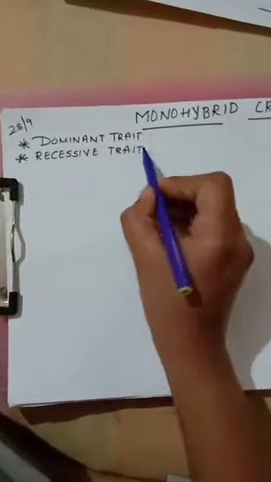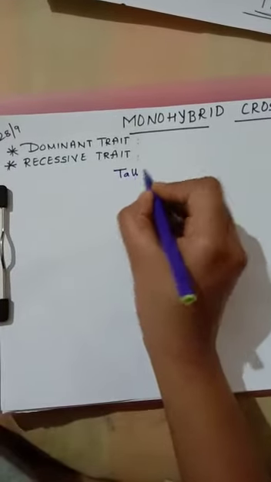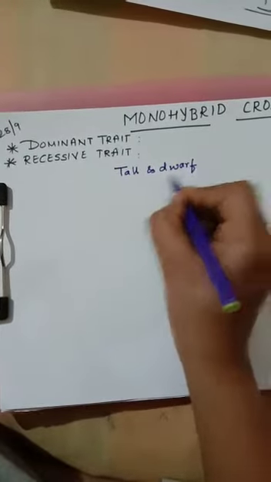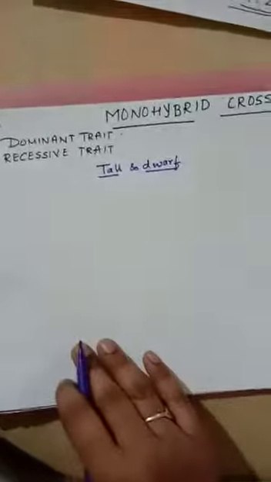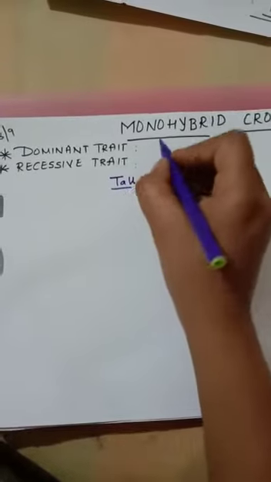Now in the previous video we have learnt what is monohybrid cross and what are the characters they take to proceed with this monohybrid cross, and also we got to know about dominant trait as well as recessive trait. So what characters have we taken for the monohybrid cross? Height of the plants, that is tall and dwarf, right? Yes. So here we have taken two traits. It is a single step cross, so we call it a monohybrid cross.